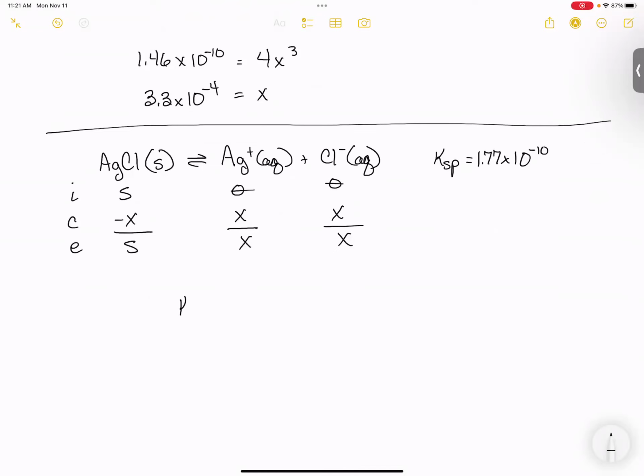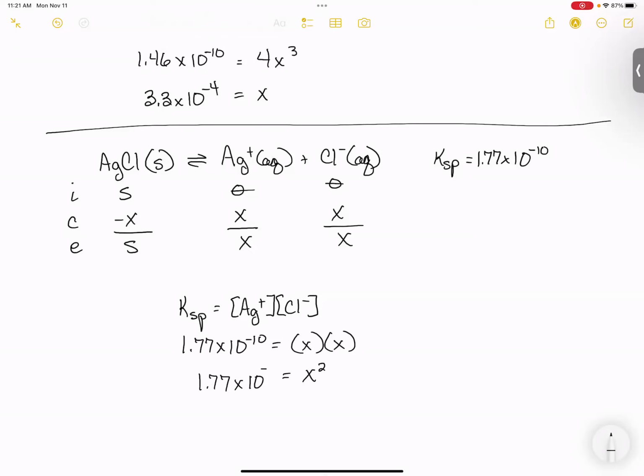The equilibrium expression for this is KSP is equal to the silver concentration times the chloride concentration, and both of these are raised to the power of 1 because they are in a 1-to-1 ratio. So the KSP, which is 1.77 times 10 to the minus 10, equals X times X, or in other words, 1.77 times 10 to the minus 10 is equal to X squared. Taking the square root of that to get X, you get a value of 1.33 times 10 to the minus 5.